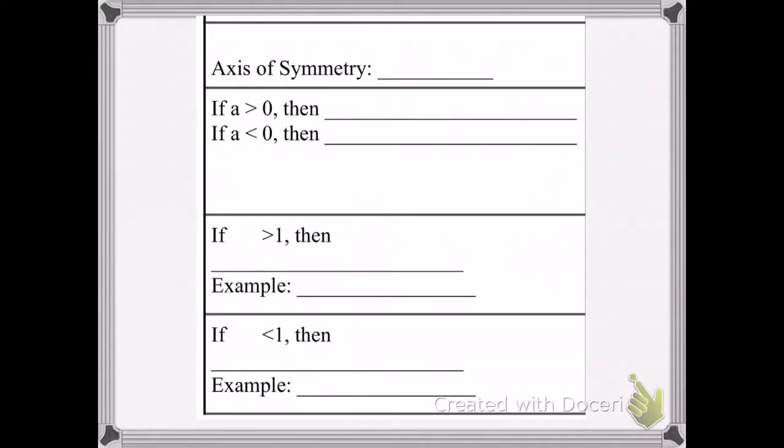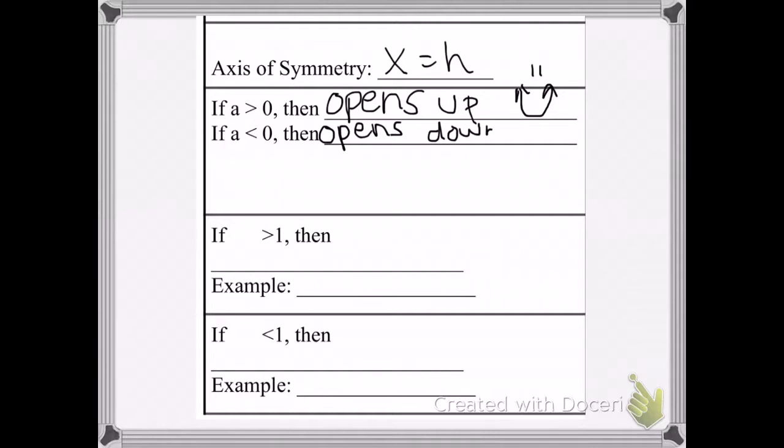So we have the axis of symmetry, and that's just x equals h. That's where you could fold it across. Next, if a, the first number in that formula, is greater than 0, that means it opens up. So your graph looks like this. It's a happy face. If it is not greater than 0, that means it opens down, and as you can imagine, that's going to be a sad face. So that's if a is less than 0.